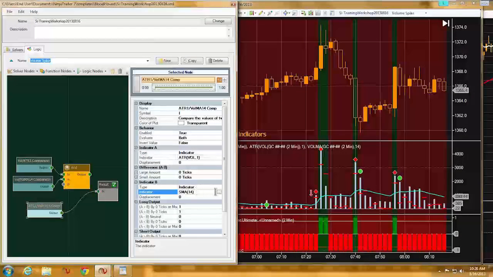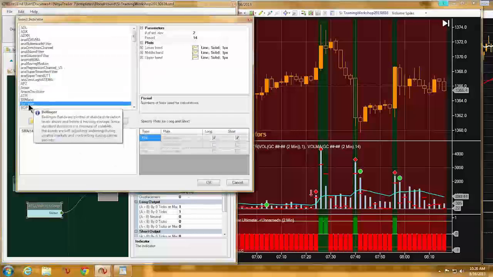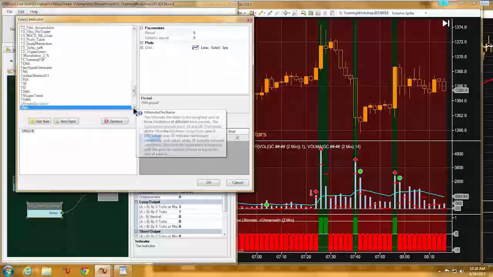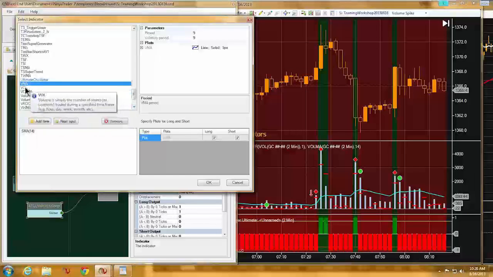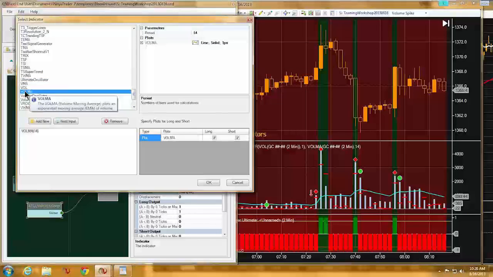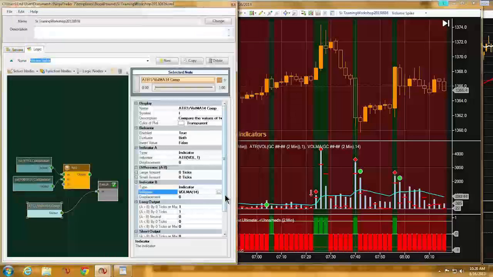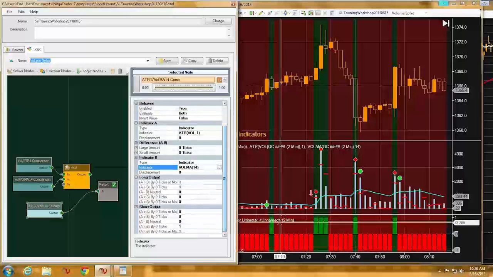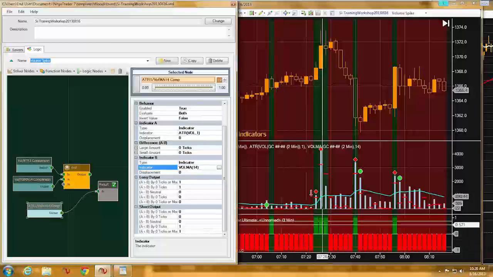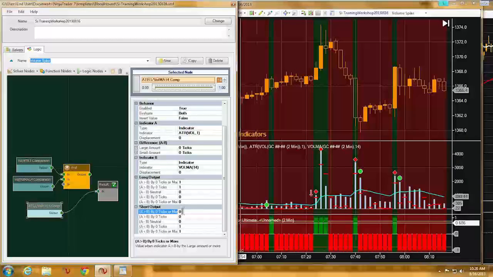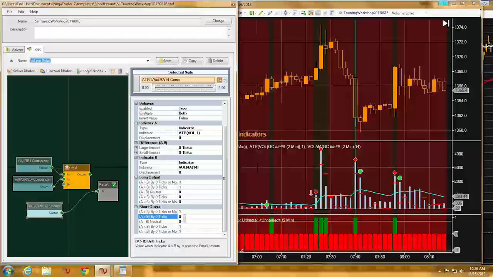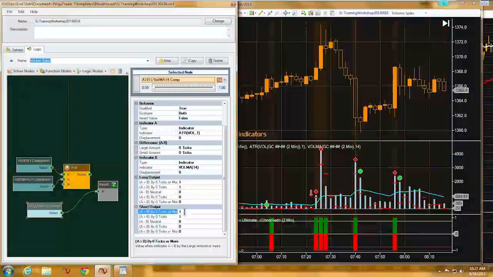All right, and then next we'll set indicator B to the volume moving average. We'll leave the default period there. And once again, as you can see from looking at the output here, I need to change my short outputs again. So all these comparison solvers have the same long and short output settings.